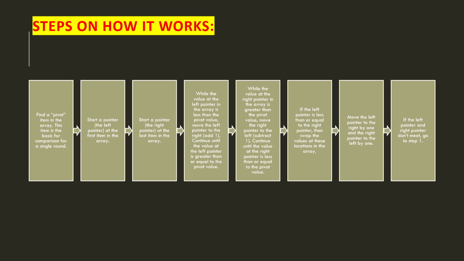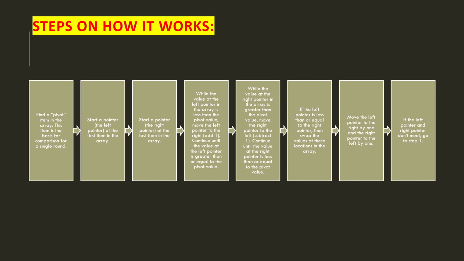Then next, while the value at the right pointer in the array is greater than the pivot value, move the right pointer to the left by subtracting 1. Continue until the value at the right pointer is less than or equal to the pivot value. Next, if the left pointer is less than or equal to the right pointer, then swap the values at this location in the array.